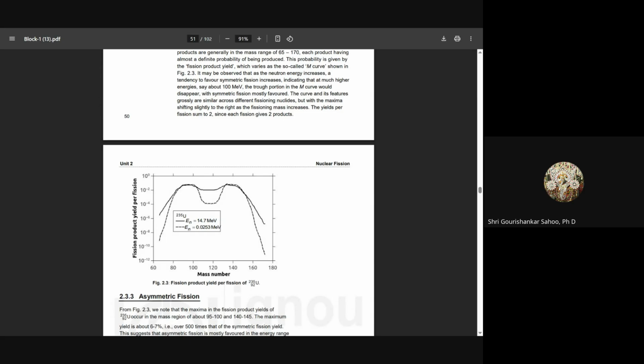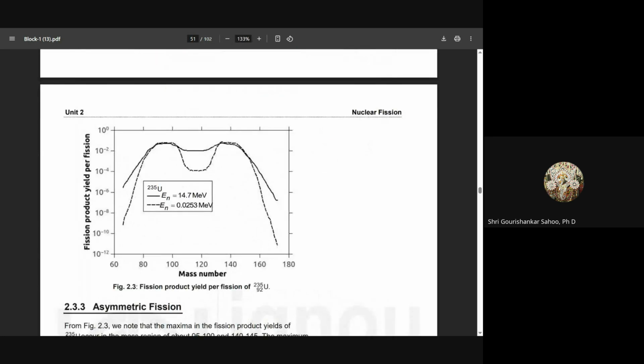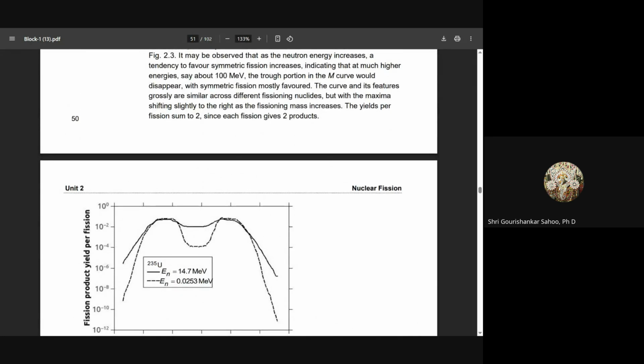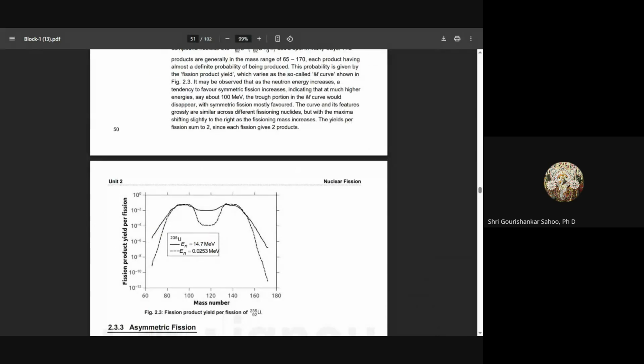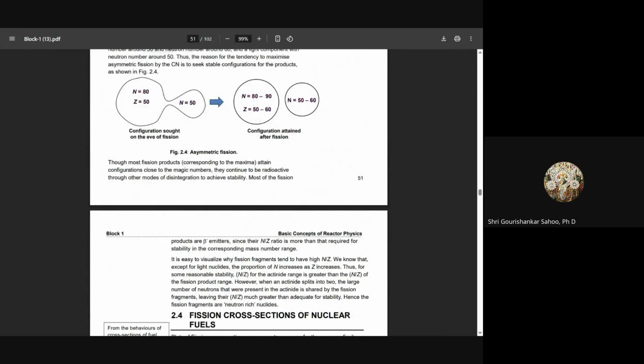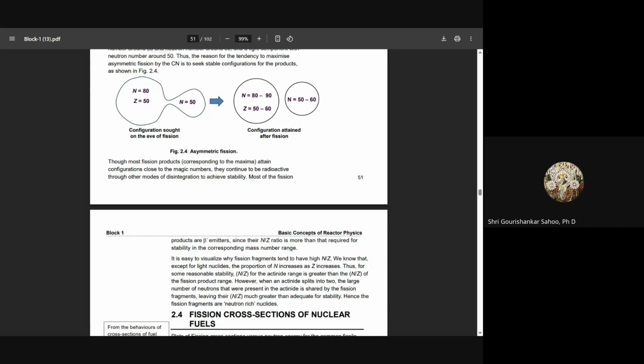The curve and its features grossly are similar across different fissioning nuclei, but with the maxima shifting slightly to the right as the fissioning mass increases. The yields per fission sum to 2, since each fission gives 2 products. Binary fission, 2 products. Then asymmetric fission: the fission products have different mass numbers.